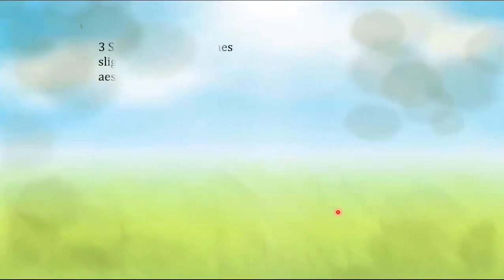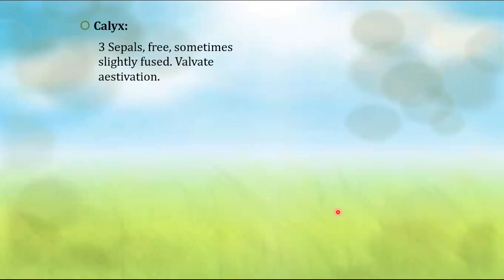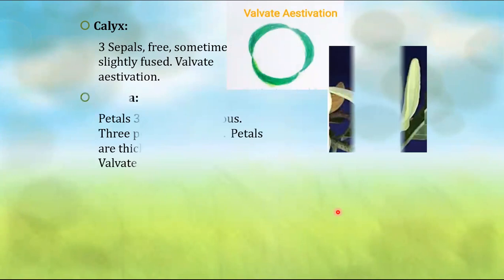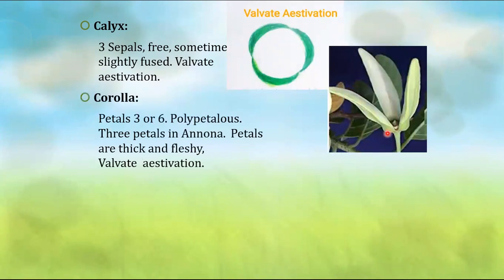Next is the calyx. Calyx is nothing but the sepals. Sepals are three. These are sepals 1, 2 and 3. They are completely free, and these free sepals just touch each other, slightly fused together. Such a kind of aestivation is called valvate aestivation. Aestivation means the arrangement of sepals and petals.